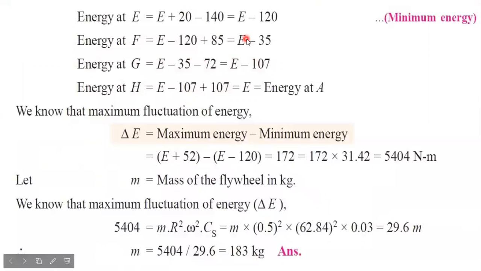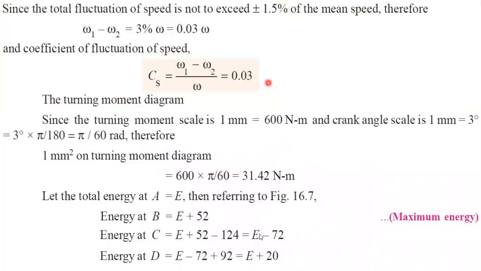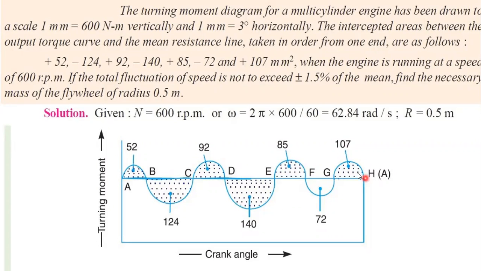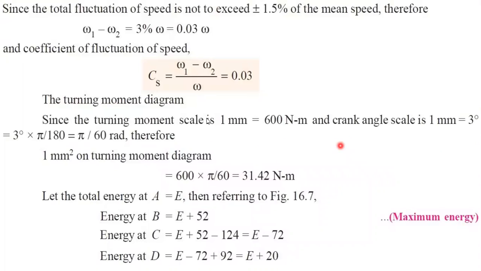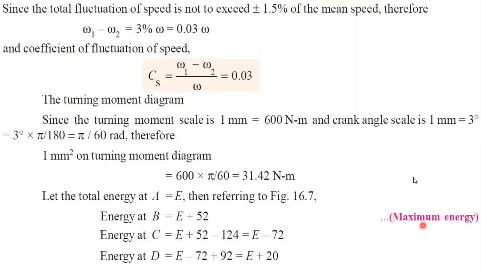Likewise, energy at E: now we are having a negative value, minus 140. So E plus 20 minus 140. Likewise, we will be doing step by step, and finally, energy at G we have got as E minus 107. Energy at H will be E minus 107 plus 107, so finally we will have E only. If we get the same energy as we had at A, it means our calculation is correct. In this, we'll have two values: one will be maximum and one will be minimum.